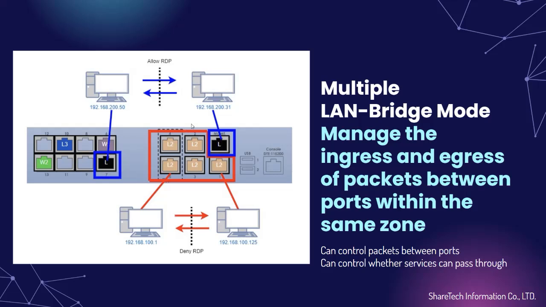also the computers within the red frame are on the same subnet. We can use policy block to block the specific service. Of course, we can also control it like the blue frame, allowing specific service to pass through the controlled port, even though they are on the same subnet.